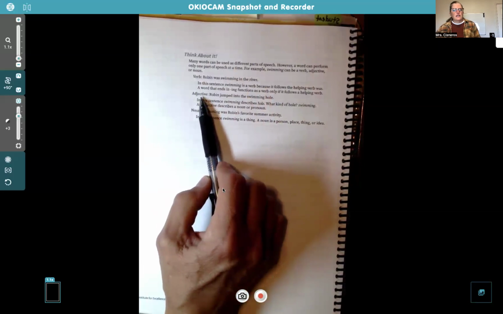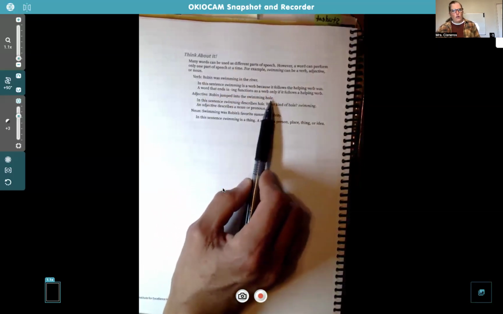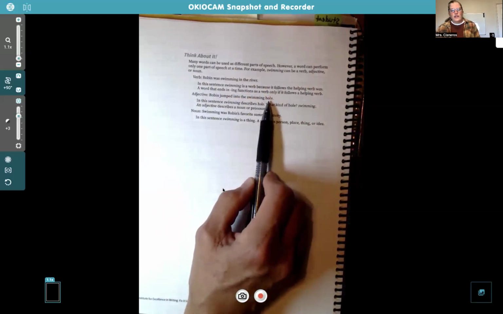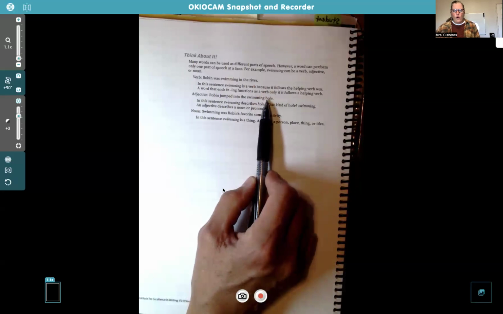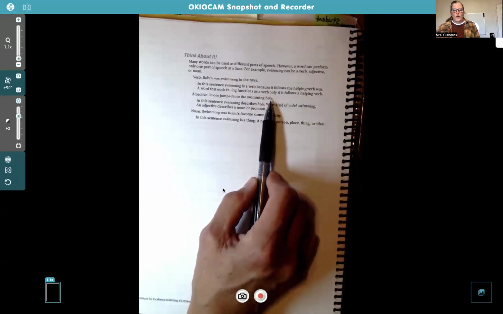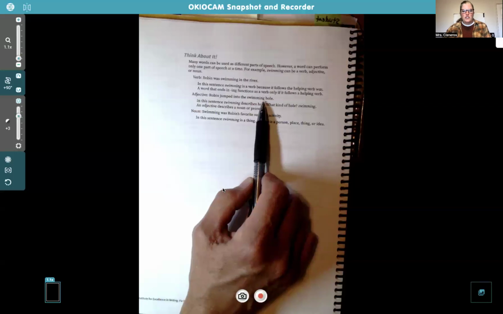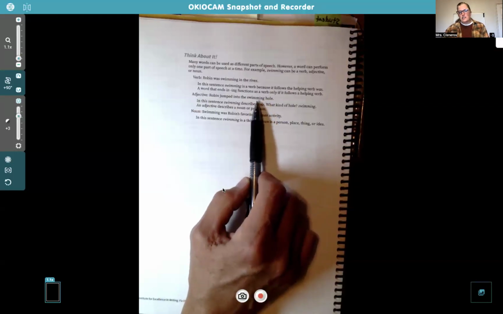Here it is as an adjective. Robin jumped into the swimming hole. Now, a swimming hole is like a natural hole in the ground somewhere that's deep and is full of water, and it's kind of like a swimming pool, but they call it a swimming hole. That's telling what kind of hole it is or what kind of pool it is. It's a swimming pool or a swimming hole. So this becomes an adjective, even though it has ing, it's now an adjective in that sentence.